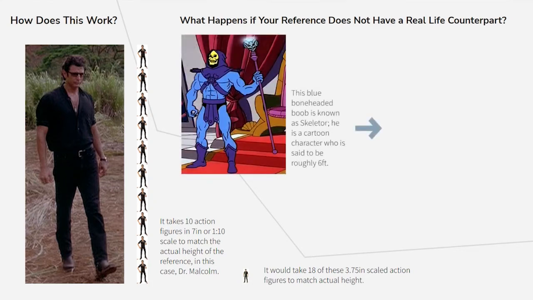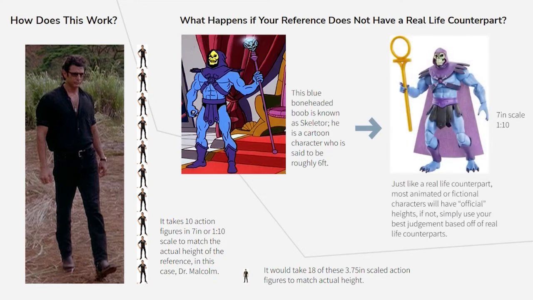Well, here we have Skeletor from Masters of the Universe, and he is said to be roughly 6 feet tall. So, what do you do with an action figure? Well, in a 1/10th scale, you would do the exact same thing as if a hypothetical character of 6 feet were to be turned into an action figure. So, because Skeletor here is roughly 6 feet, even though he is not in existence in real life, you can treat it the same way that you would treat Dr. Ian Malcolm here.